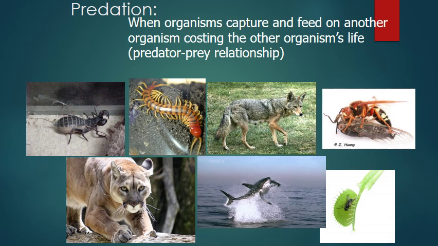Predation is another category. This is when organisms capture and feed on other organisms, of course costing the second organism its life. There are predators on land, in the oceans and in the air. And we can even find cases of plant predators.